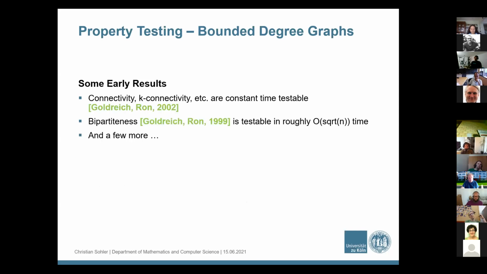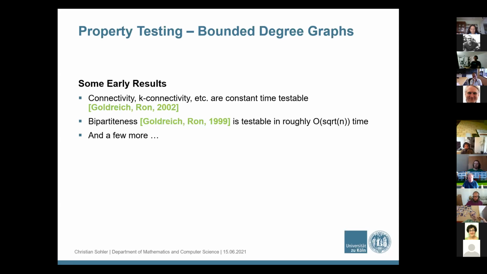So the goal of property testing is to develop sampling algorithms that have sublinear access to the input graph, and that are able to distinguish graphs that have the property from graphs that are epsilon far from the property. And now I'm going a little bit back in time to roughly 2006.